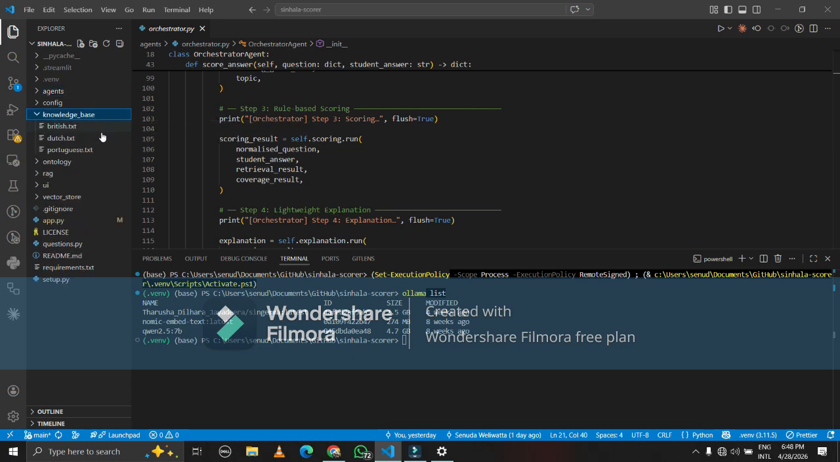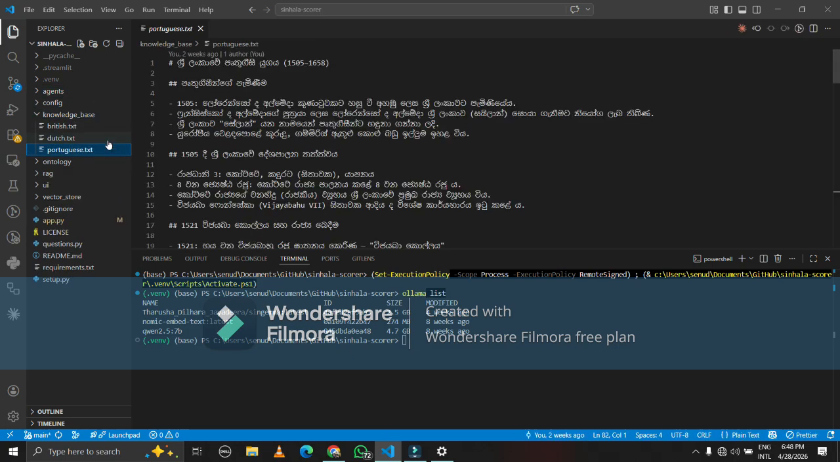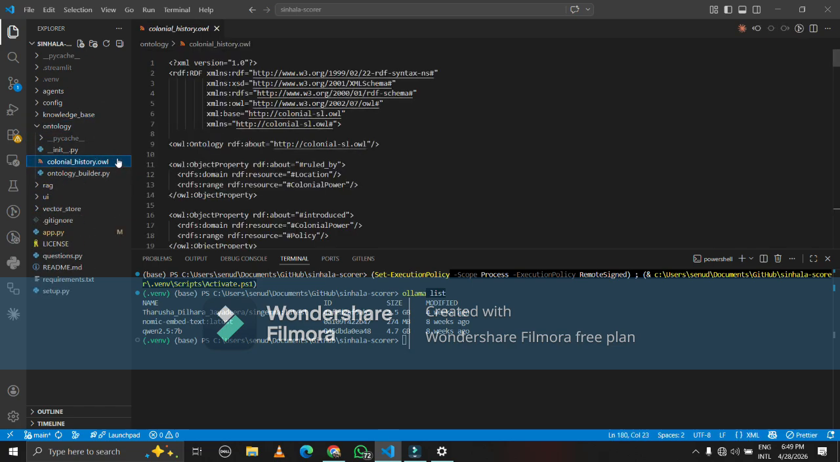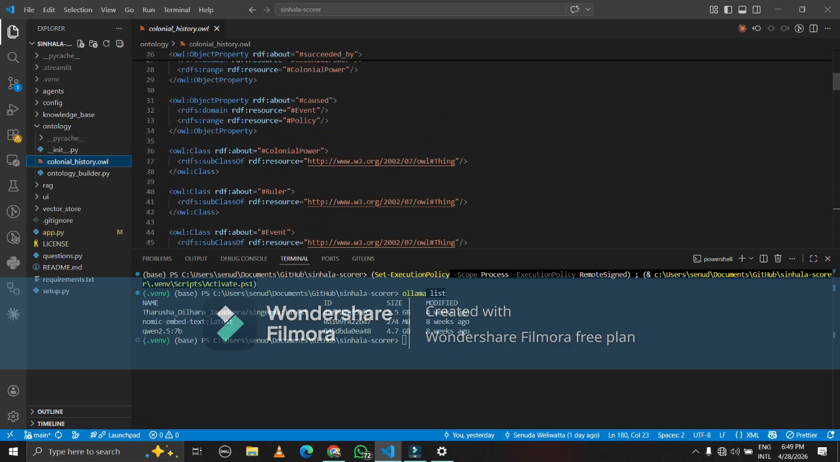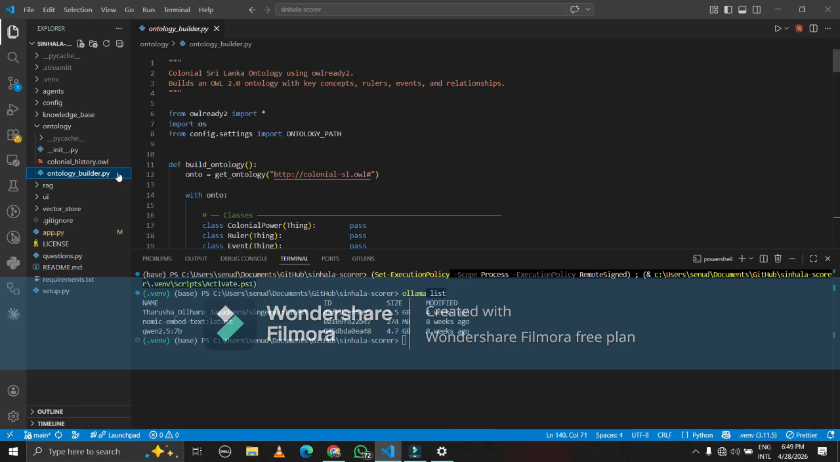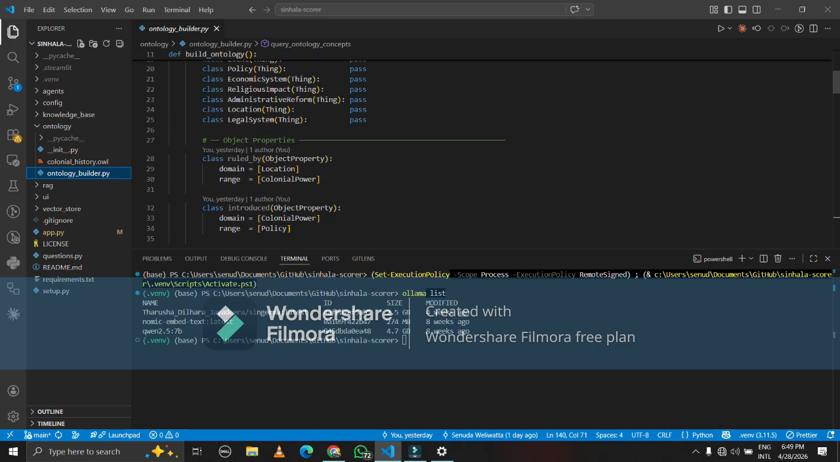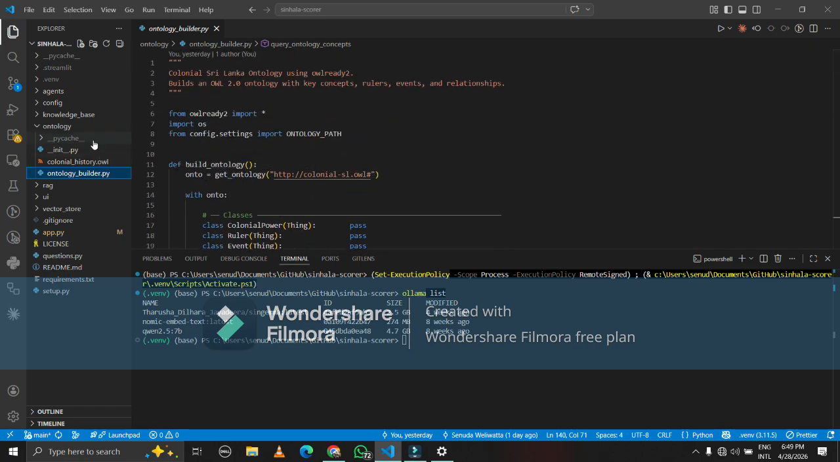Talking about my knowledge base, there are three main files: the Portuguese knowledge base, the Dutch knowledge base, and the British knowledge base. All of them are stored in .txt files. This is my ontology, and this is my ontology builder, which I used to build the ontology.